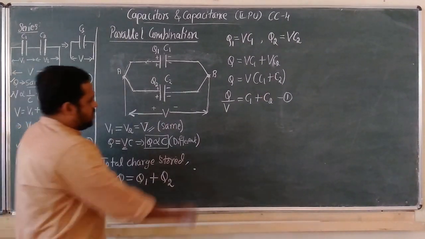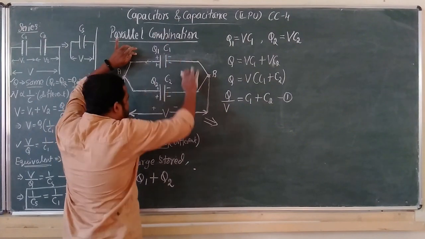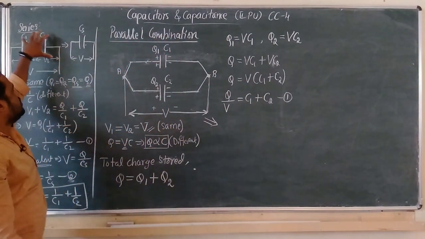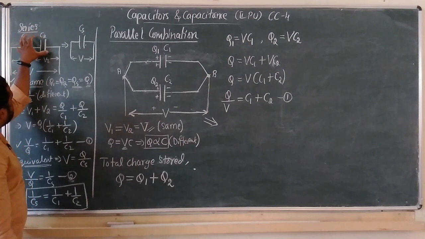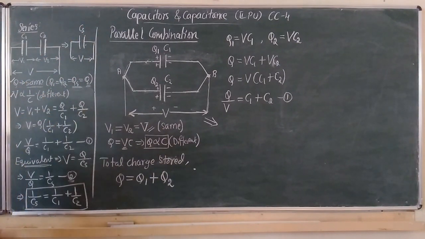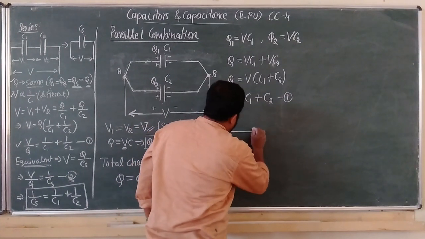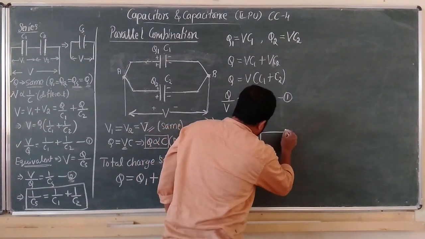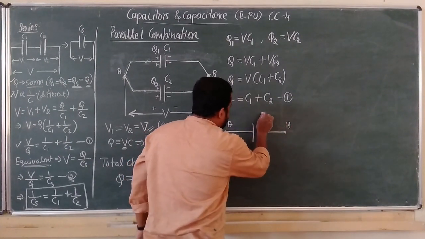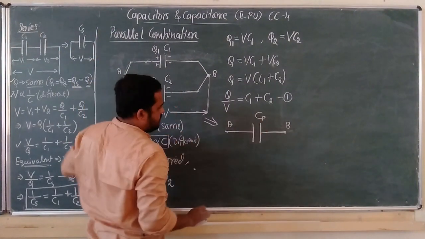Now, in the next step, replace this parallel combination by a single capacitor, same as in the previous discussion. First we used the series combination, then replaced it with an equivalent capacitor, that is, the capacitor which produces the same effect as that produced by the series combination. Here also, let us replace the parallel combination between the points A and B by a single capacitor. I will represent it with the notation CP. P stands for parallel, CP.